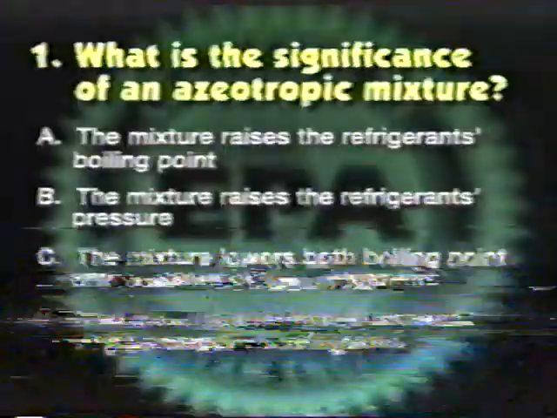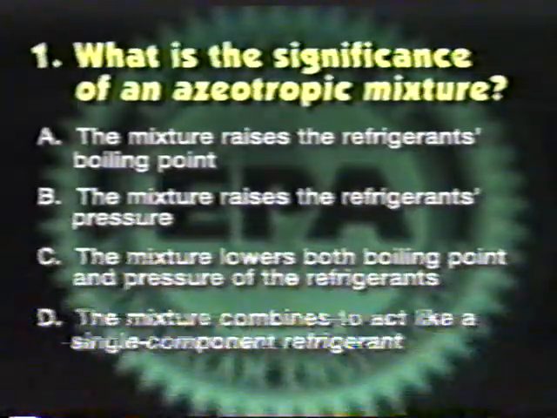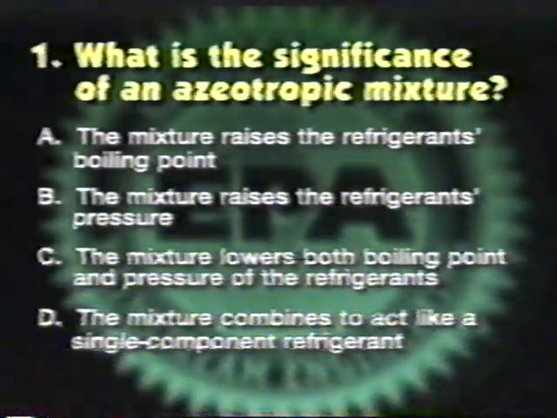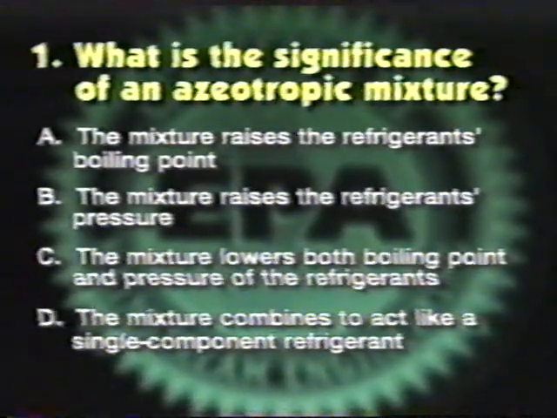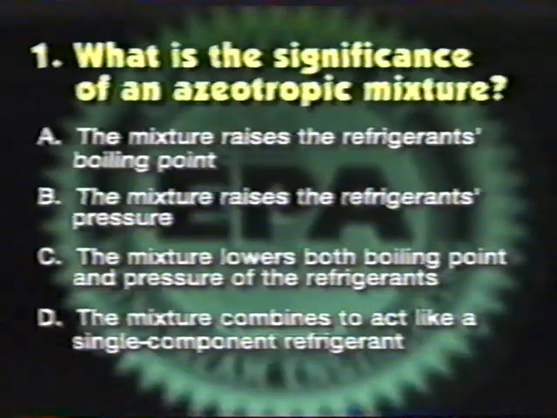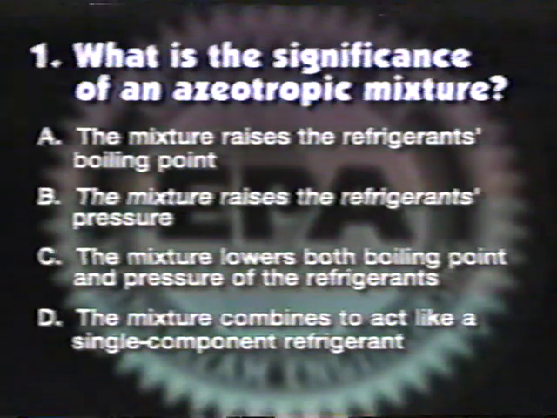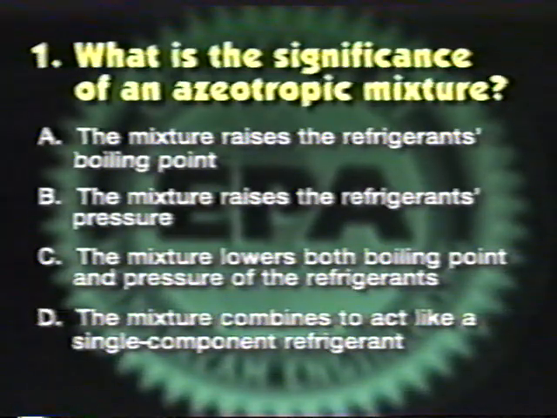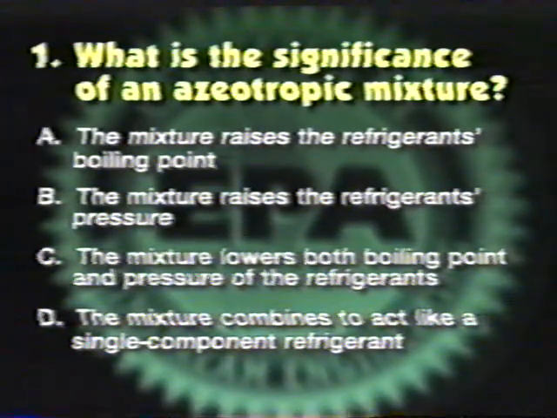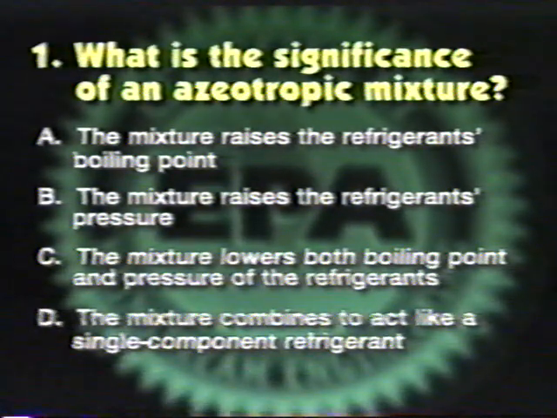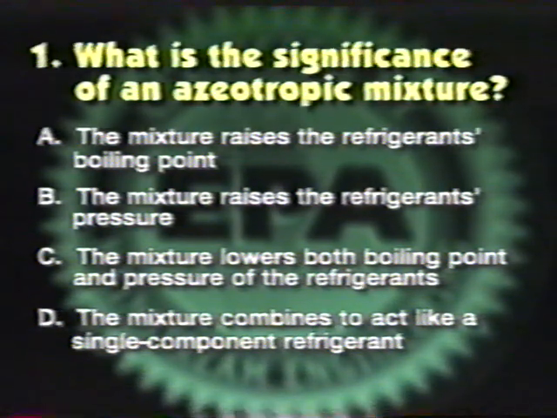What is the significance of an azeotropic mixture? A. The mixture raises the refrigerant's boiling point. B. The mixture raises the refrigerant's pressure. C. The mixture lowers both boiling point and pressure of the refrigerants. D. The mixture combines to act like a single component refrigerant.